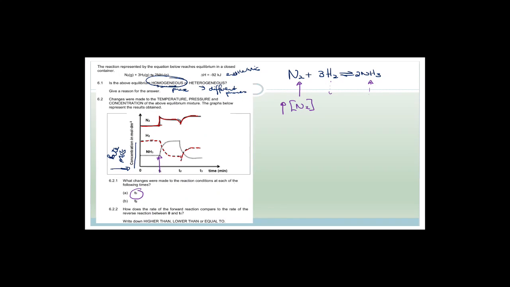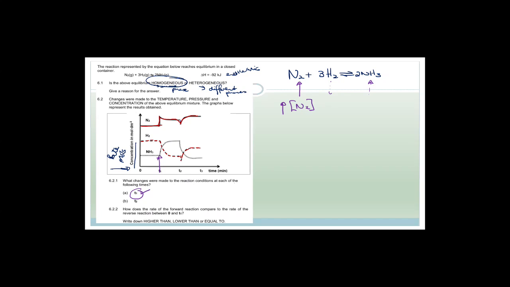By doing that, by Le Chatelier's principle, we favored the forward reaction. By favoring the forward reaction, we use up some of the hydrogen, that's why this has happened, and we make more ammonia, which is why that happened, until we reach a new dynamic equilibrium. So yeah, we've reached a new dynamic equilibrium. Okay, so that's T1.